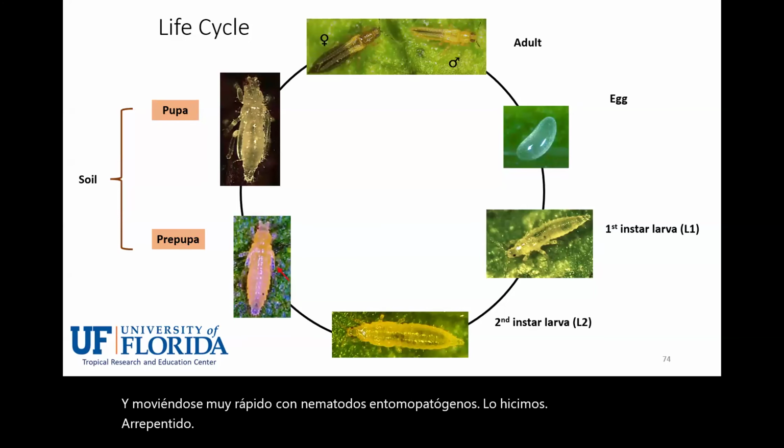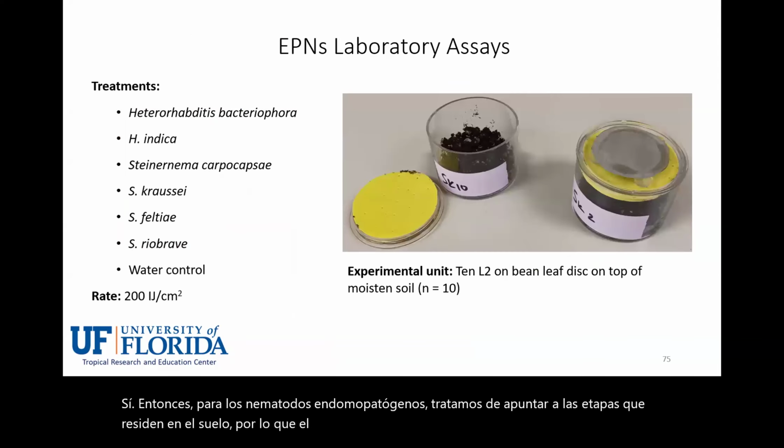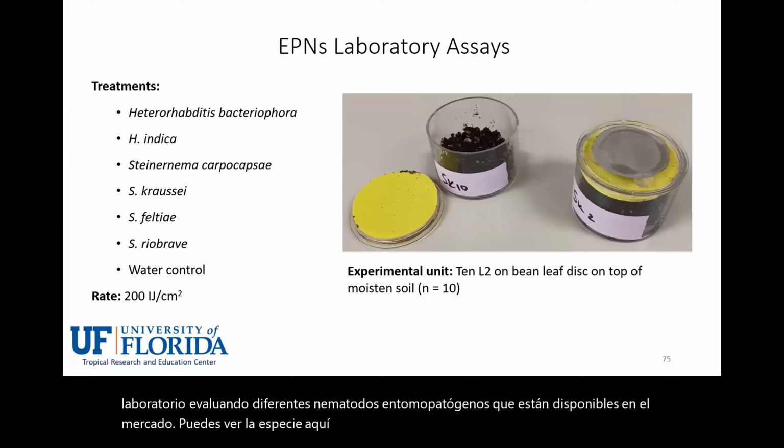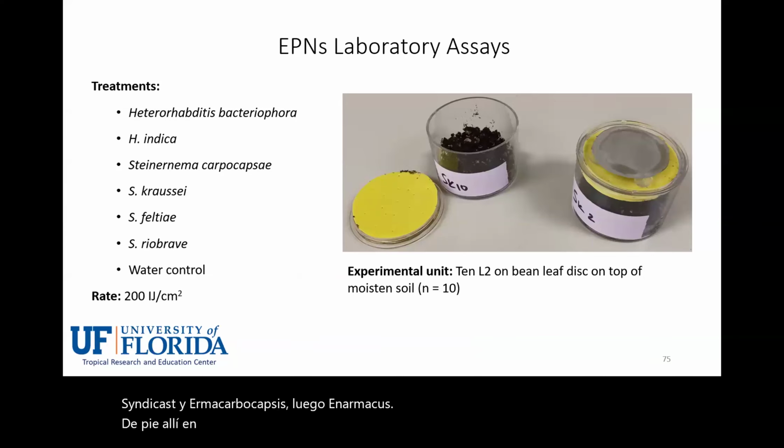For the entomopathogenic nematodes, we try to target the stages that reside in the soil, so the prepupae and the pupae. We started again in the lab assessing different entomopathogenic nematodes that are available in the market. You can see the species here: Heterorhabditis bacteriophora, Heterorhabditis indica, Steinernema carpocapsae, Steinernema kraussei, Steinernema feltiae, Steinernema rio brave, and we used water as our control.